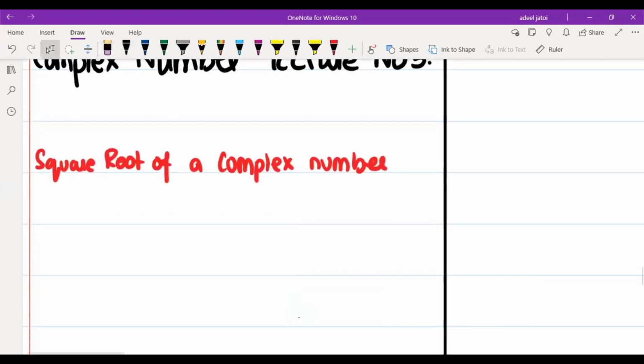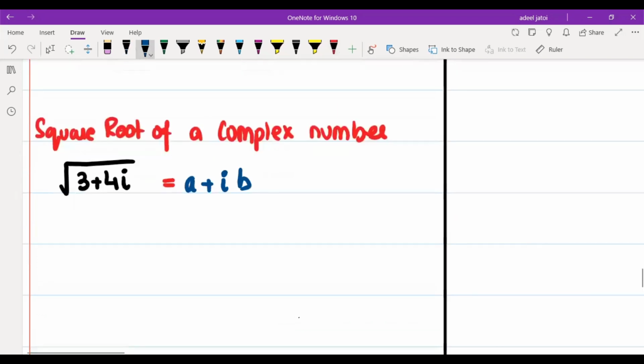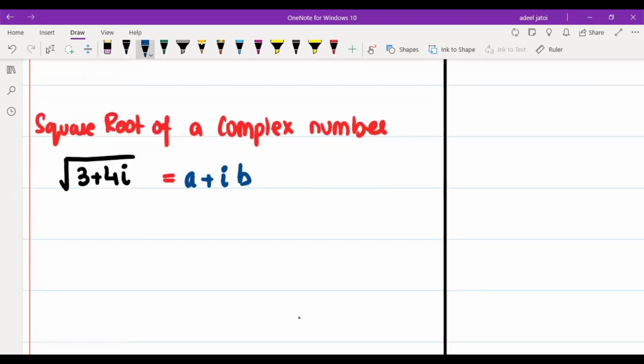Let's say that a complex number is given as 3 plus 4 iota, but obviously it is under root. And from under root 3 plus 4 iota, we know that we need to have the answer in the Cartesian form, that is a plus iota b. That means I need to have the under root 3 plus 4 iota in the real and imaginary form.